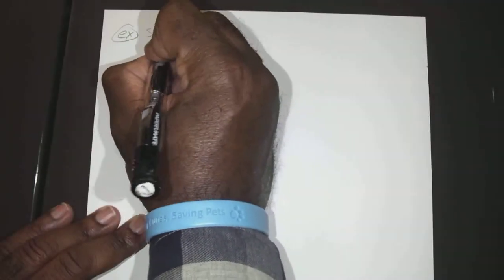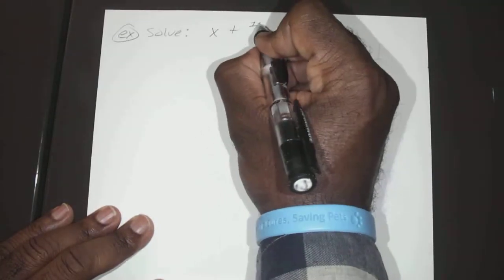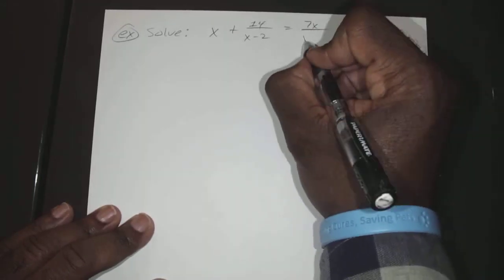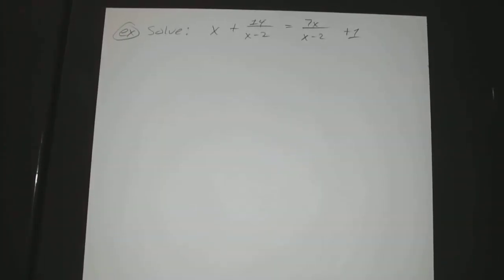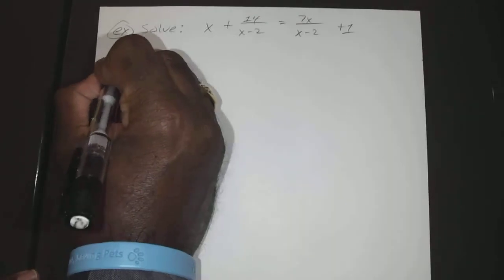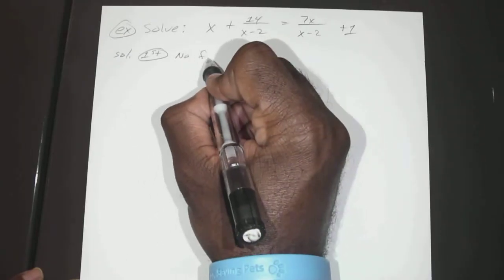So let's say we wanted to solve x plus 14 over x minus 2 equals 7x over x minus 2 plus 1. Looking at it, all numerators and denominators are about as factored as we need them to be. So first step, no factoring necessary.